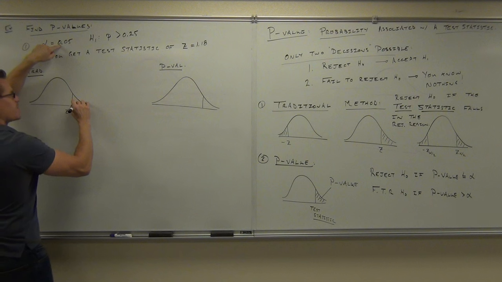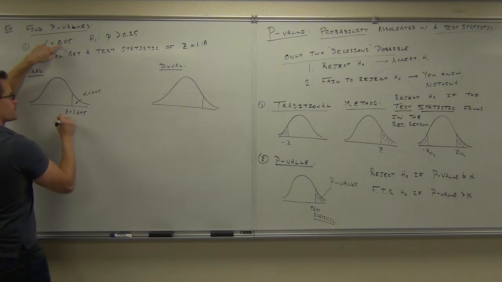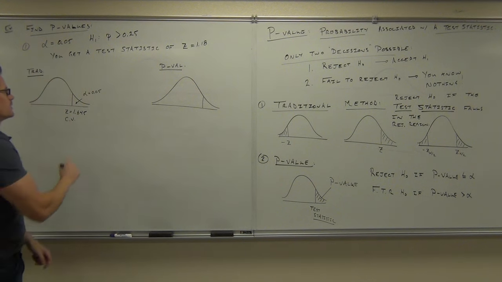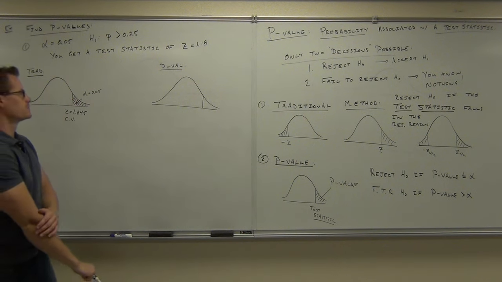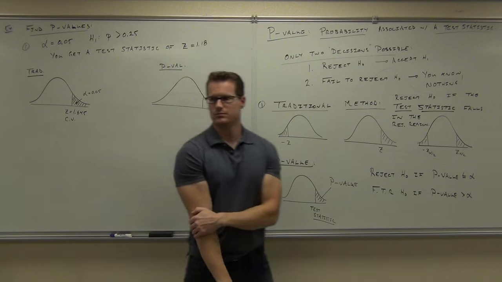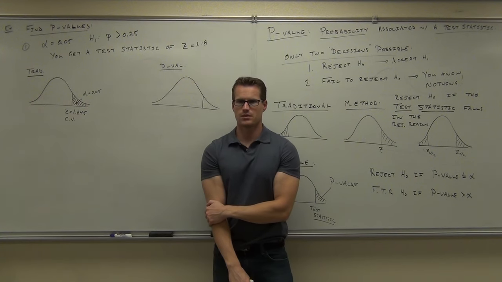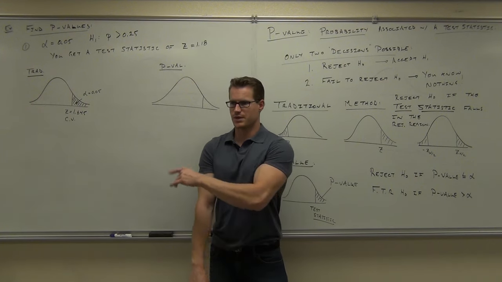Because this alpha is 0.05. Remember that this is a critical value. This right here is our rejection region. Did you get me so far on the traditional method? This is old stuff, we've already done that before.